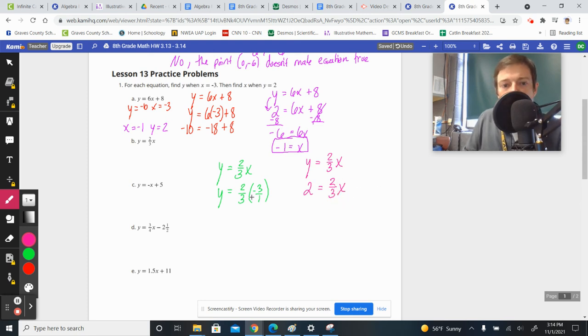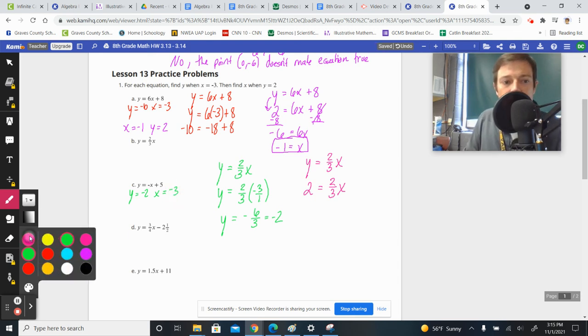Okay, let's do the green one first because it's just straight up multiplication. A positive times a negative is a negative. So we know that we're going to get y equals negative something. And then 2 times 3 is 6, and 3 times 1 in the denominator is 3. And 6 divided by 3 is 2. So we get -2 for y. So y will equal -2 when x is equal to -3.